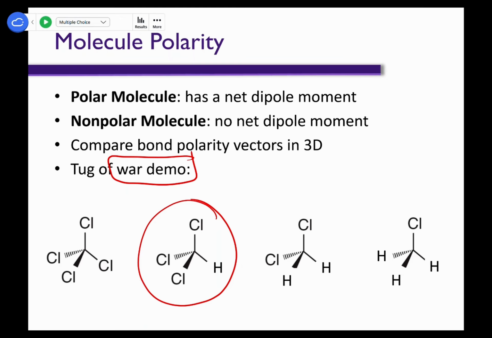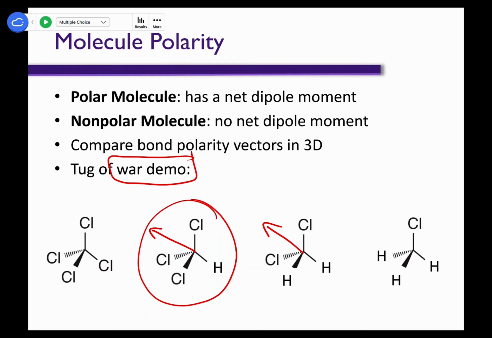Ready, set, go. Whoa, it totally moved. We now have a net dipole, pulling in that direction. Now, let's see. Up is chlorine. Back is chlorine. Both of you are hydrogens. So the 2 chlorines you get to pull hard on the count of 3, and hydrogens you don't pull at all. Ready, set, go. Whoa, it totally moved. We now have a net dipole pulling that way. We have a polar molecule.